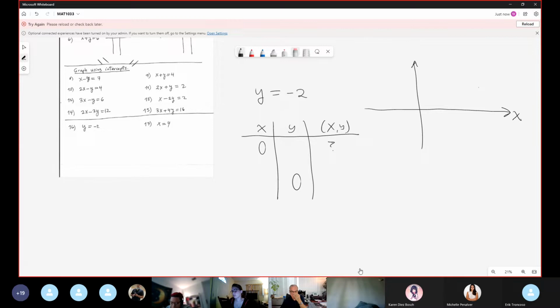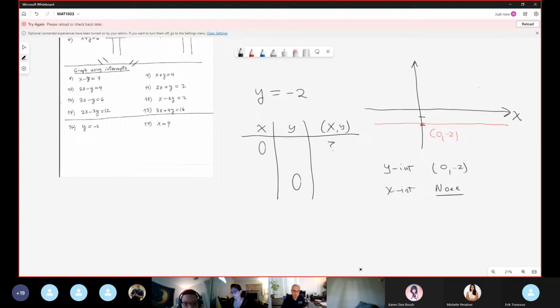The graph of this is super easy. It's -1, -2, something like that, passing through -2. So it's obvious that the y-intercept is the point (0, -2). However, the x-intercept does not exist, because this line is parallel to the x-axis and never crosses.